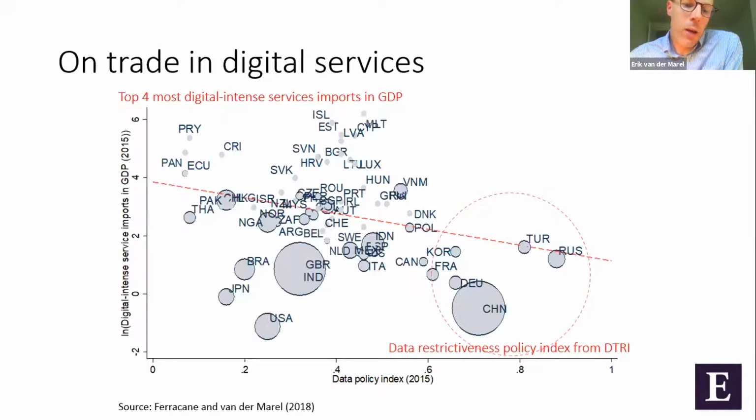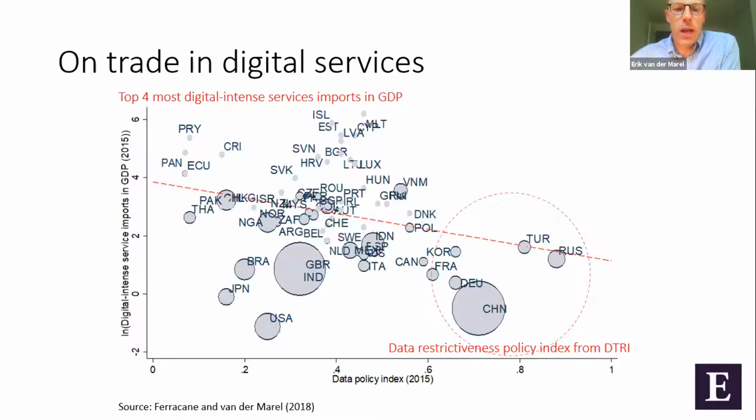Now here again, you can do some cool stuff with this data that we have described. For example, you can show where countries are placed on a map if you use that index and plot it against the extent to which these countries are trading digital services, and how important that digital services trade is in their economy.